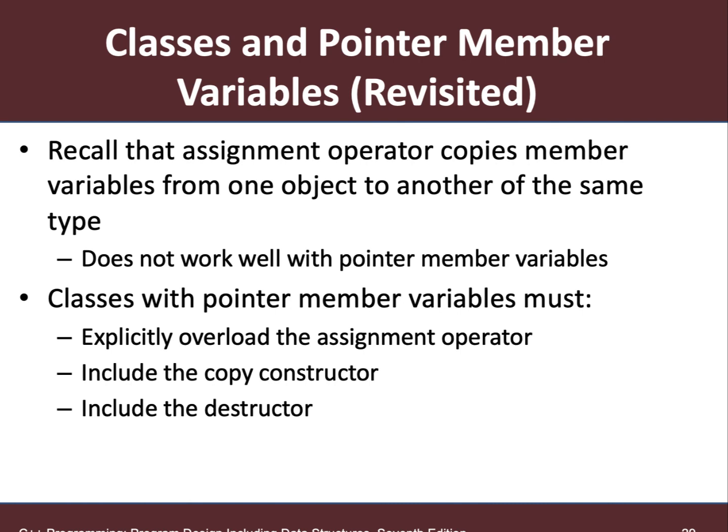Other problems that may arise with classes with pointer member variables relate to deallocating dynamic memory when an object goes out of scope and passing a class object as a parameter by value. To resolve the problem, classes with pointer member variables must explicitly overload the assignment operator, include the copy constructor, and include the destructor.